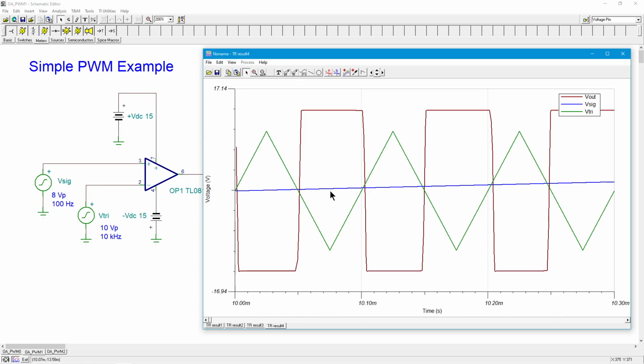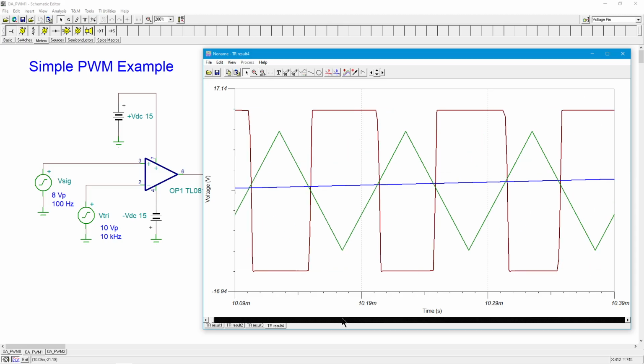So whenever the blue is more positive than the green, because the blue is the VSig on the non-inverting input, and the green is the triangle wave on the inverting input, whenever this is more positive, we get a positive pulse. And otherwise, over here, it's less than the triangle wave, so we get a negative pulse. Okay? Of course, the sine wave is varying in amplitude.